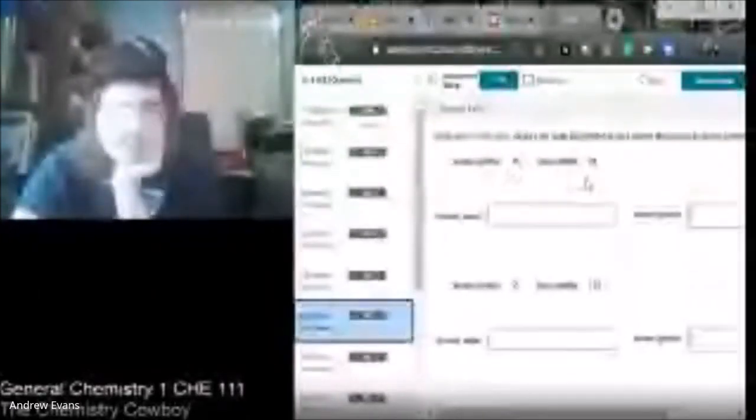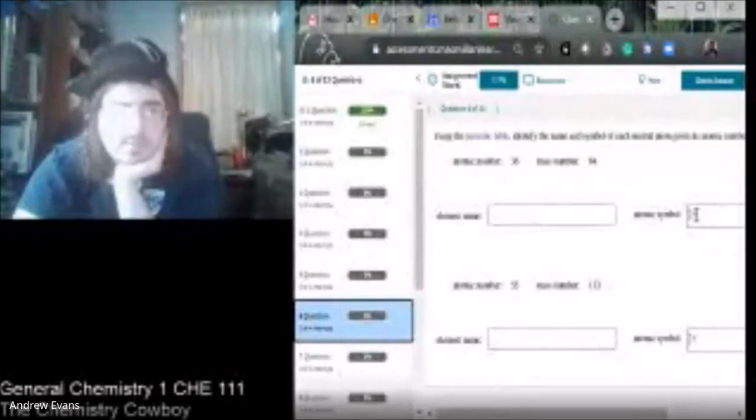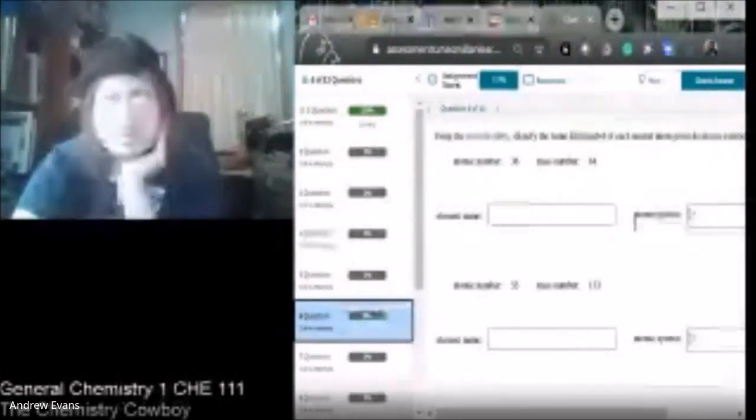Some of these, they want you to go backwards. They give you the atomic number and the mass number, and they want you to say what the element is, and then put it up in proper order. So 36, 84. You'll put the atomic number down there, the mass number up there, and then the elemental symbol based on the periodic table. So pretty straightforward problem.